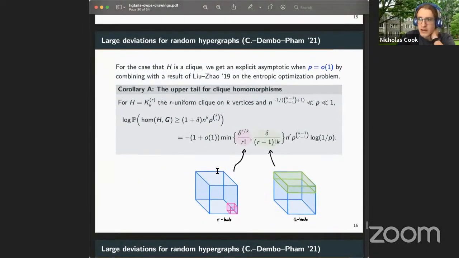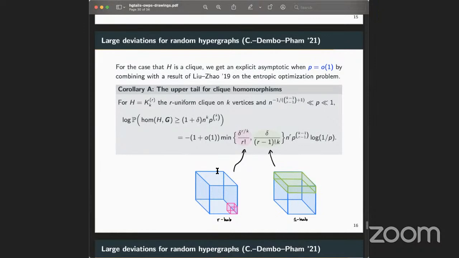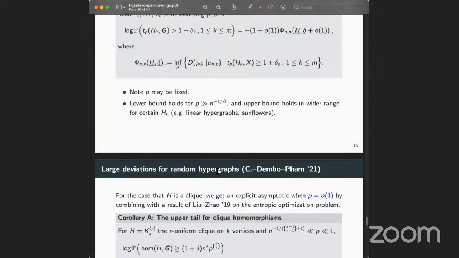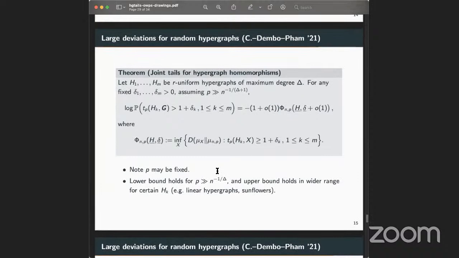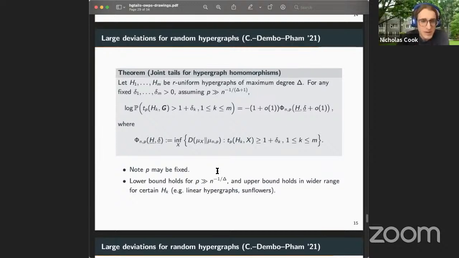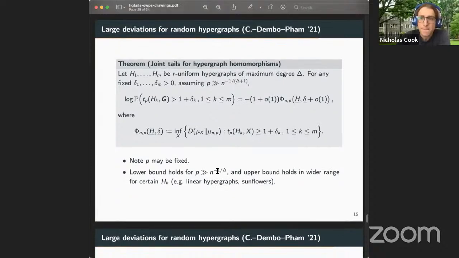Okay, and then so our result. Can you return to the previous slide for a minute? Lower bound. Aha, the wider range. Thank you very much. Okay, yeah, sorry, I was going a bit fast. Thank you.